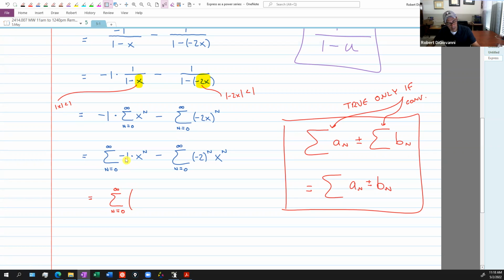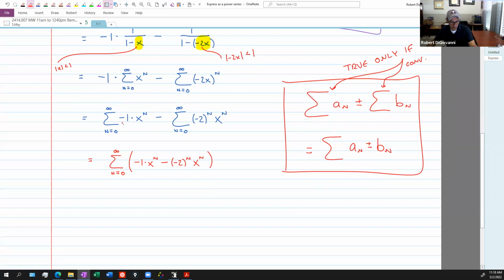And then it's going to be this formula, minus, because there's a minus right here, then the other formula like that. So all I did was take this minus this, put it in parentheses in a single sum. And they both have an x to the n, don't they? See, they both have an x to the n, so I can factor out an x to the n. And I'll have negative 1 minus negative 2 to the n times x to the n. There we go. That would be your power series.